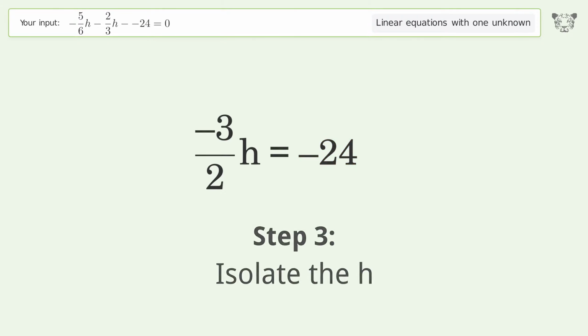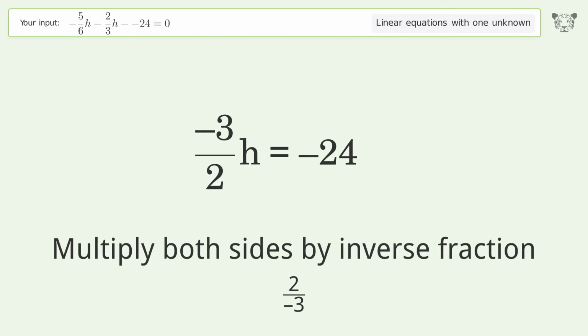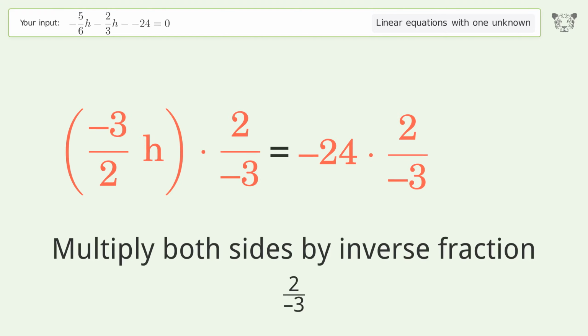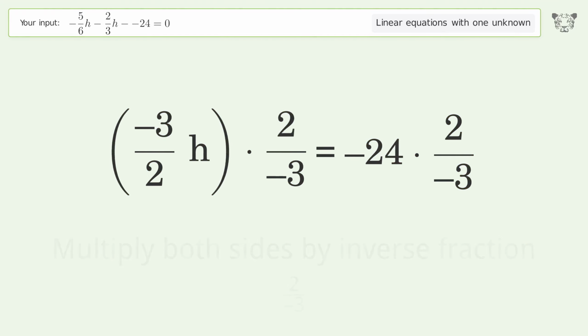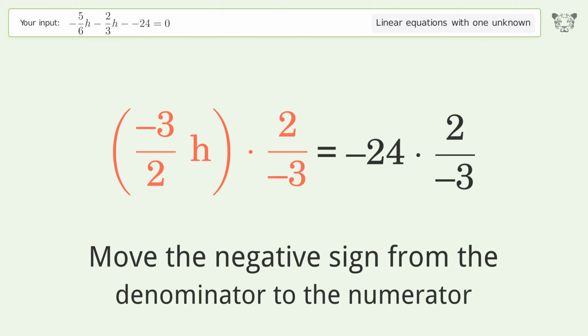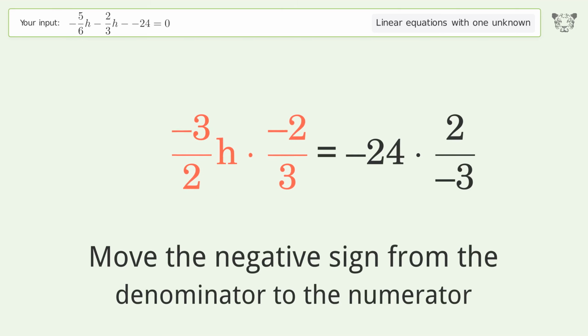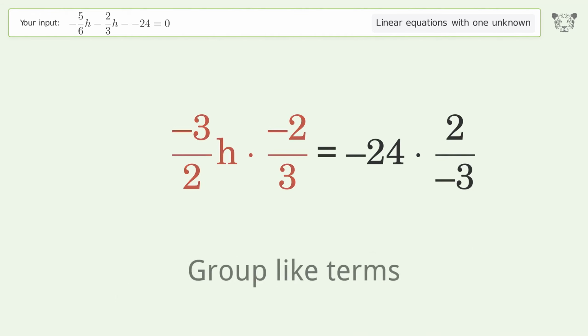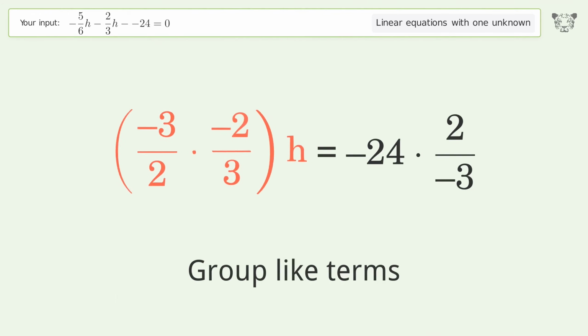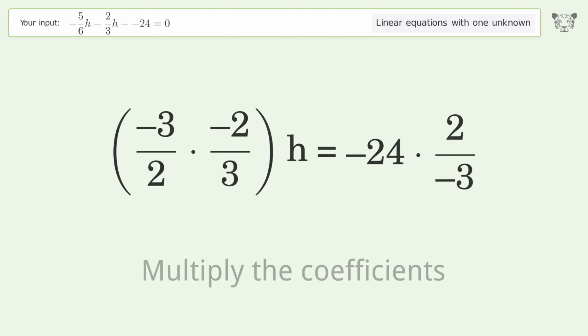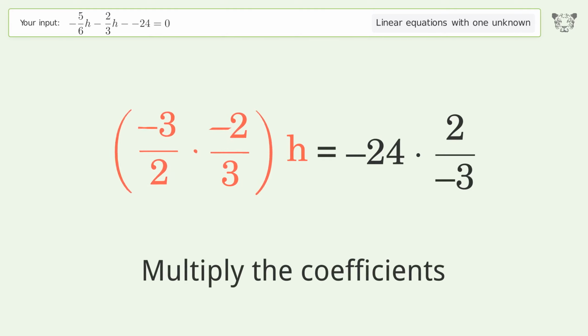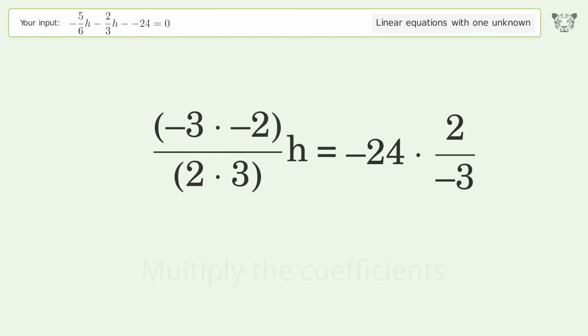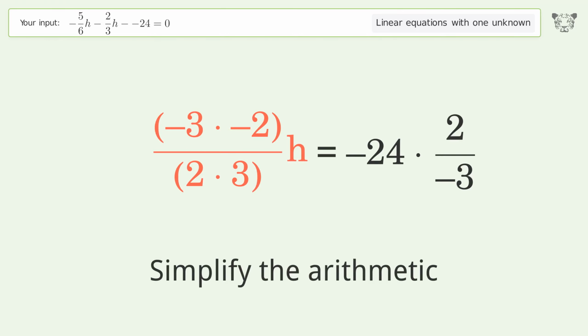Isolate the h. Multiply both sides by inverse fraction 2 over -3. Move the negative sign from the denominator to the numerator. Group like terms. Multiply the coefficients. Simplify the arithmetic.